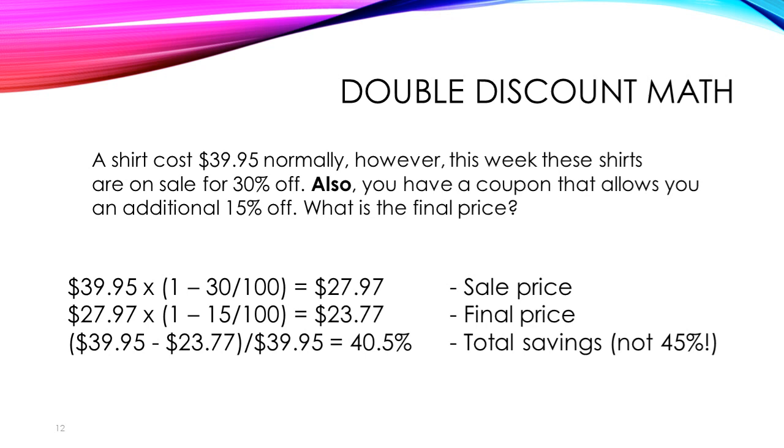But with double discount, things get a little more complicated. The shirt costs $39.95, but this week shirts are 30% off. And also, you have a coupon that allows you to take an additional 15% off. What's the final price? First you take your first discount, which we've already calculated at $27.97. Now you take 15% off of the $27.97, and doing the math, you come up with $23.77.